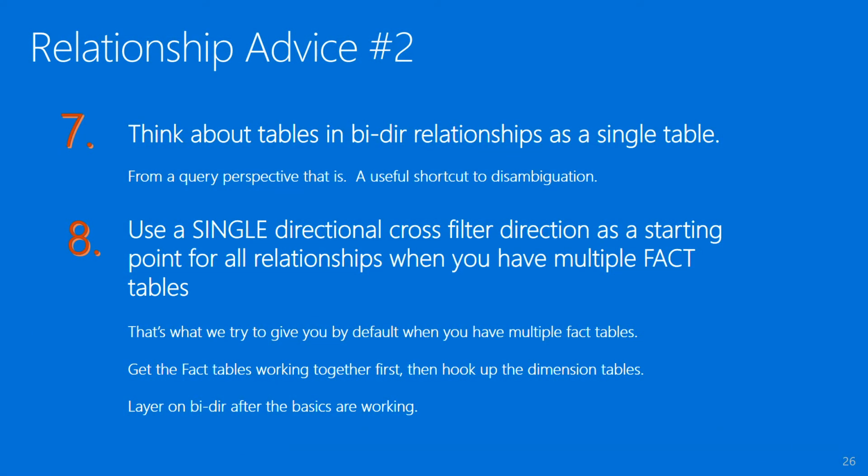So relationship advice number 2: think about your tables in bidirectional cross-filtering as a single table. And if you have a complex schema, start with everything as single directional. That actually is where we try to start you by default. Again, that's what the relationship detection algorithm is supposed to do. But first get your fact tables working together and then hook up the dimension tables, okay? Layer on the bidirectional after the basics are working.